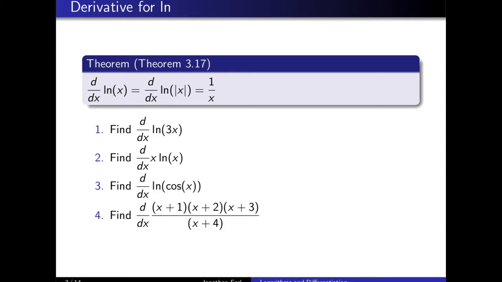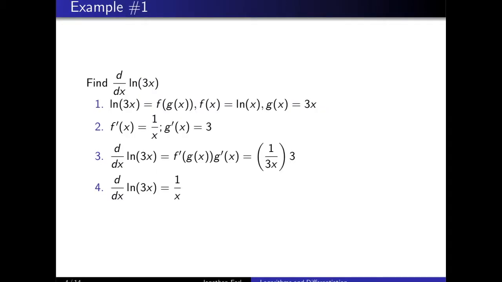Okay, so we want to go through and do some examples. So the first one that we'll do is the natural logarithm of 3x. So here we have a chain rule. Our outer function is going to be ln x, our inner function is going to be 3x. So the derivative of our outer function will be 1 over x, derivative of our inner function will be 3. So that tells us that the derivative of ln of 3x is going to be f prime of g times g prime, or 1 over 3x times 3, which gives us 1 over x.